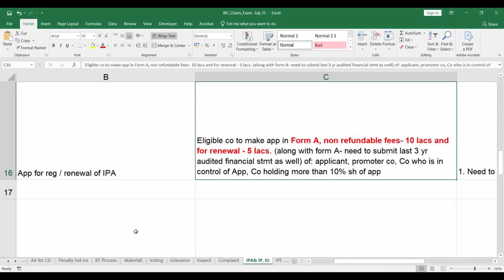Regarding application for registration or renewal of an IPA, if you are a Section 8 company, then you are eligible to apply. You can make an application in Form A along with a non-refundable fee of 10 lakhs. For renewal, it is 5 lakhs along with Form A, and you need to submit the last 3 years' audited financial statements of the applicant, the promoter company, the company in control of the applicant, and any company holding more than 10% of the share capital.